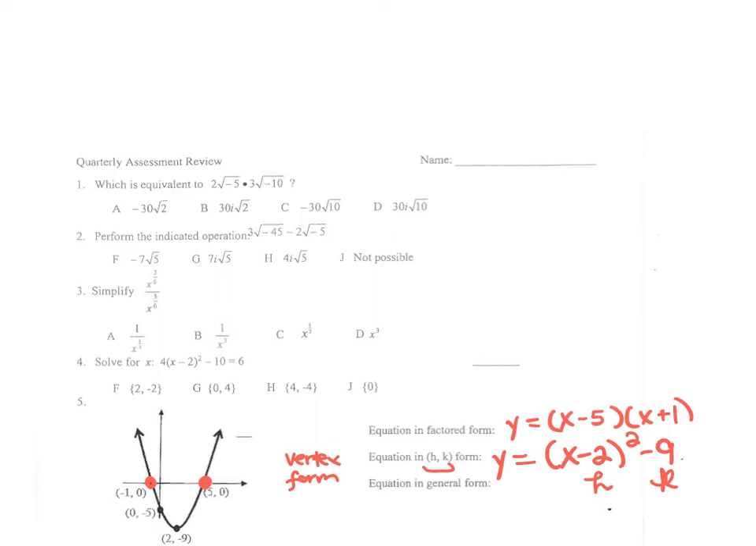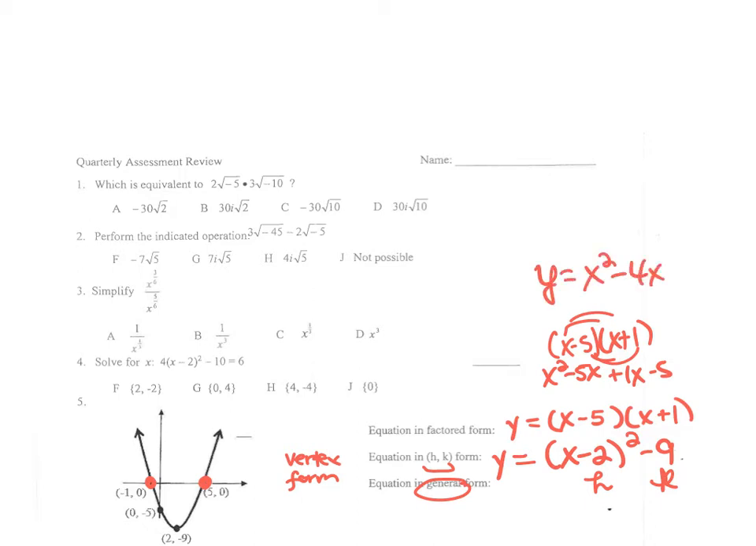If we write it in general form, we could go back up to the top, x minus 5 and x plus 1, and we could FOIL and multiply the whole thing out, and we would get x squared minus 5x plus x minus 5. So in general form, it would be y equals x squared minus 4x minus 5. So that would be general form.